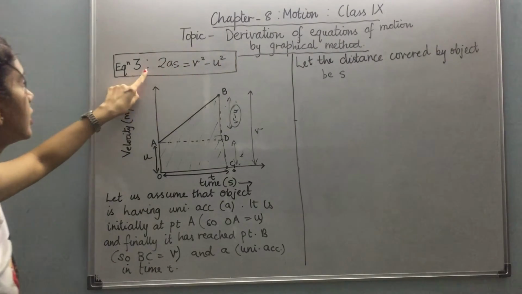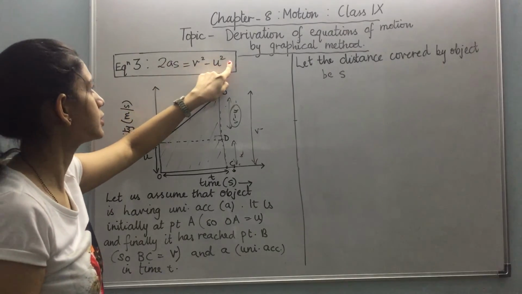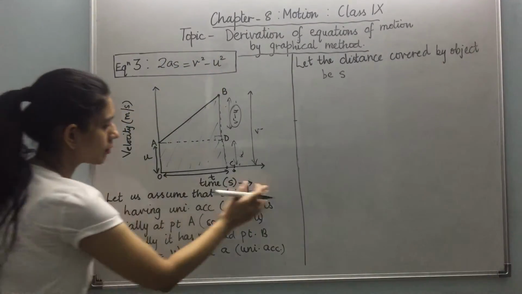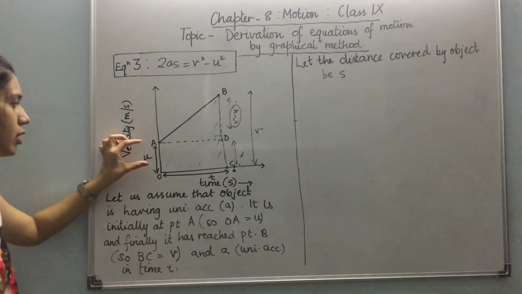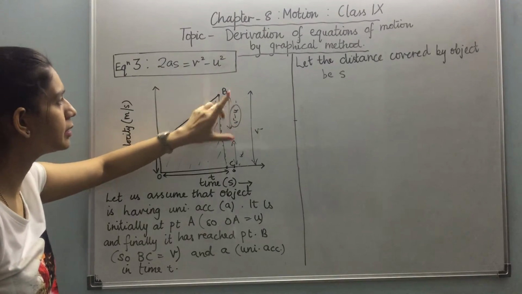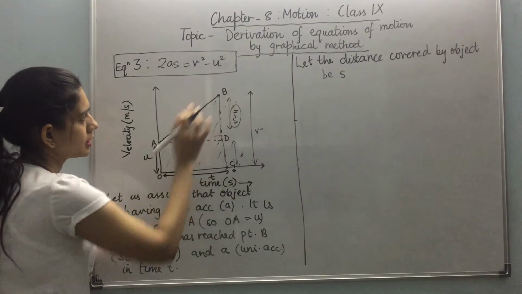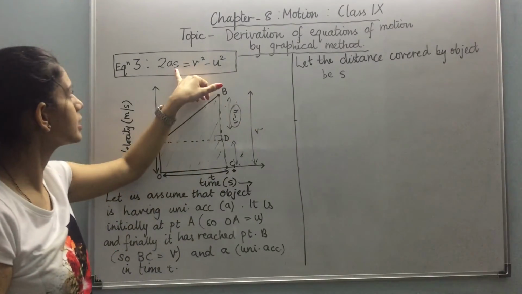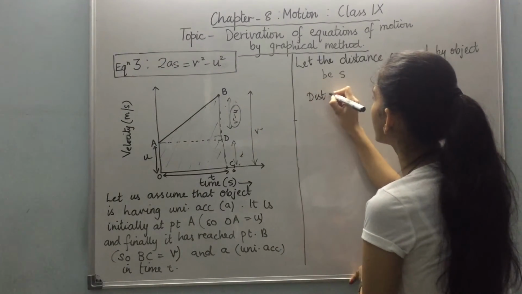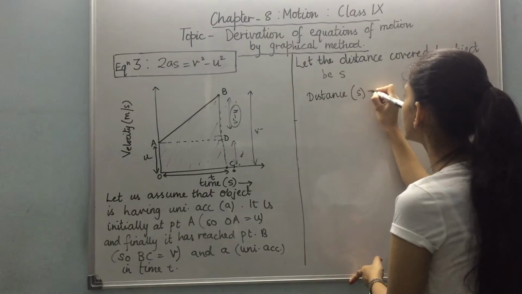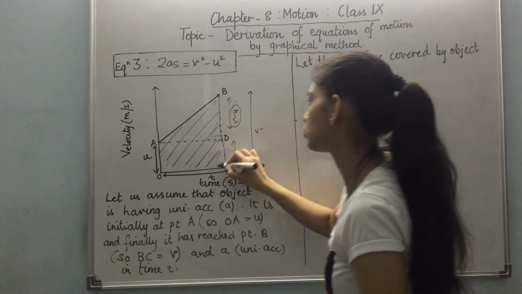Let us derive the third equation of motion, which is 2as equals v square minus u square. Again, everything will remain the same. Let us consider the object was initially at A with initial velocity u, finally at point B with final velocity v, and in time t it has travelled a certain distance, and that again has to be related with v and u. Let us start. So we have already seen the distance covered by an object is s, which can be calculated by calculating the area enclosed under this trapezium.